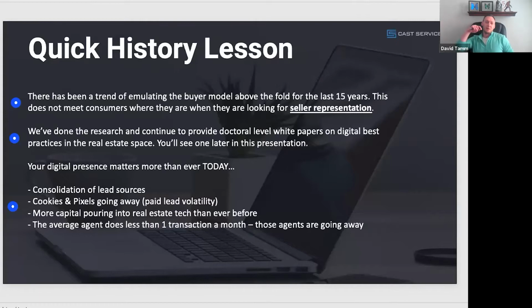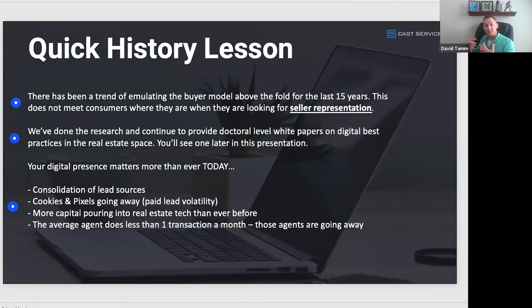Guys, there's been a trend of emulating a buyer model for the last 15 years in the real estate space, and I want to unpack that a little bit. Let's go back in time, right? What happened was Zillow came out, and it's a buyer focus. It's browse MLS in. And then we've got the Redfins and all the different big box players. And then the CRMs start popping up, and they emulate the Zillow model, the browse MLS in, search homes in. Nobody's even thinking about seller focus on their website, right?